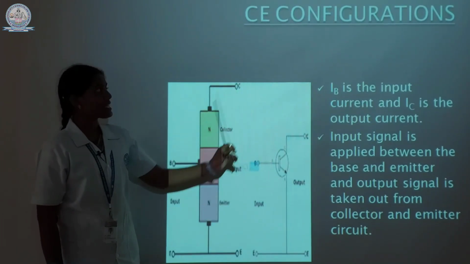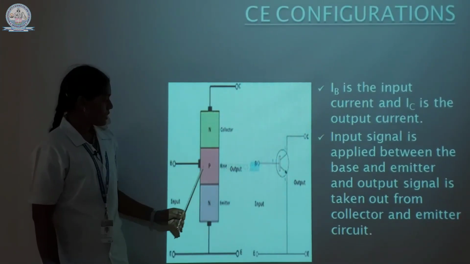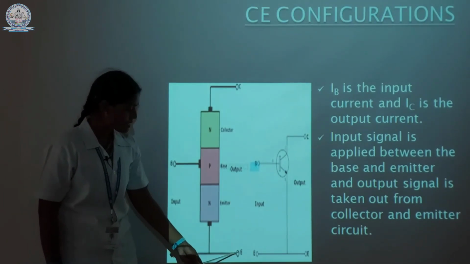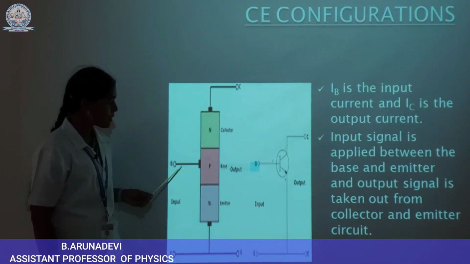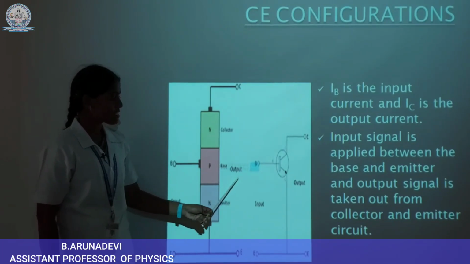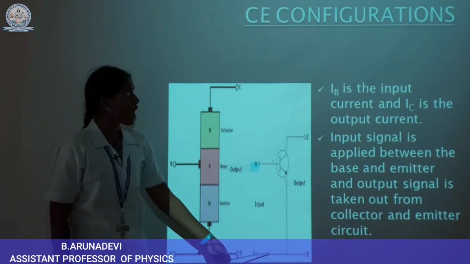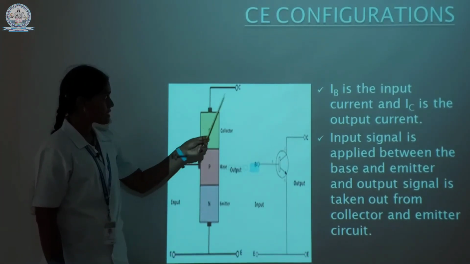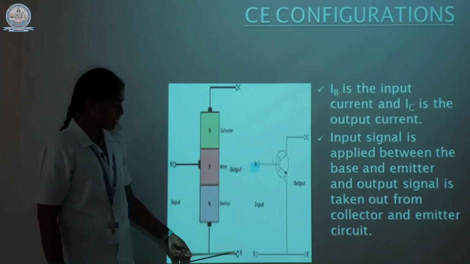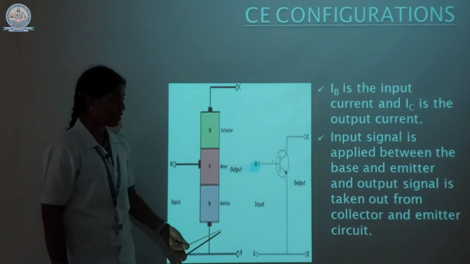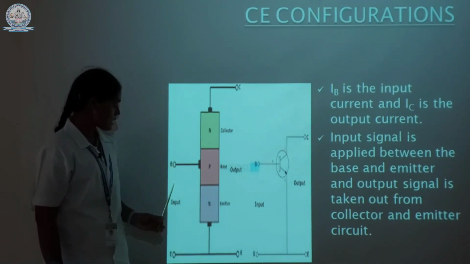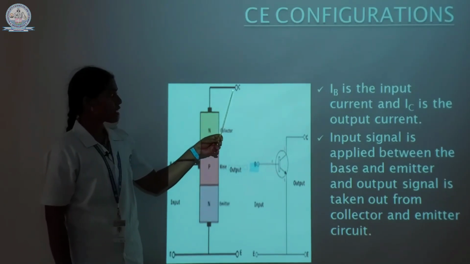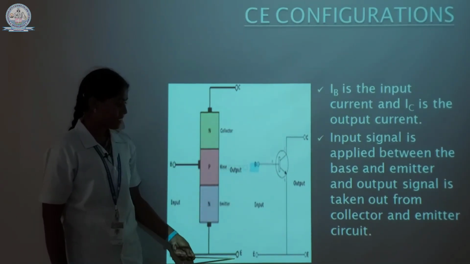Common emitter configuration of a transistor. In this figure you can clearly see the emitter terminal is common to both the input and output terminals. This is the symbol of the common emitter configuration. IB is the input current, IC is the output current. So the emitter is common to both input and output. The input signal is applied between base and emitter, and the output signal is taken from the collector and emitter.